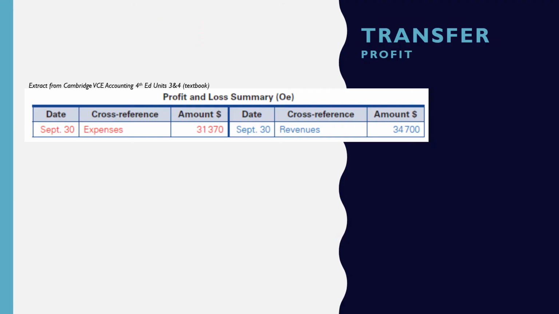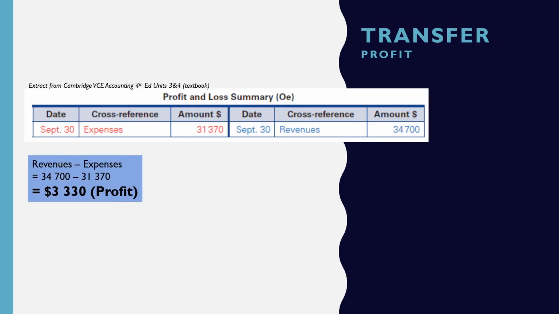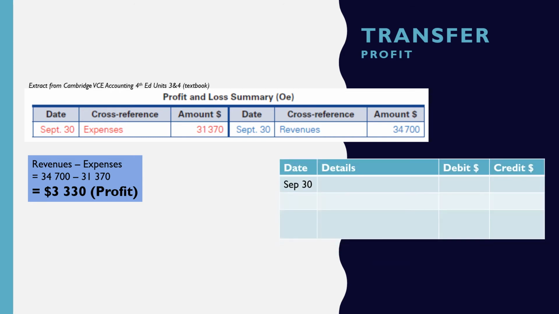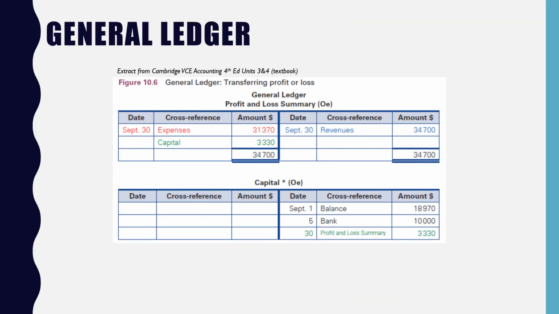Here's an example using numbers. We have determined that we have made a profit of $3,330. To transfer the profits to the capital account, we debit the profit and loss summary account $3,330 and we credit the capital account for the same amount.